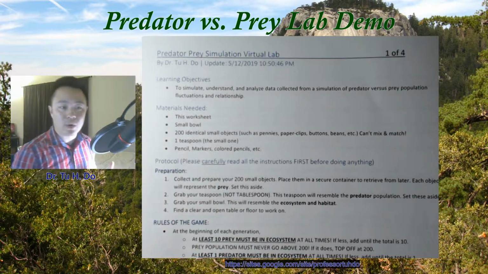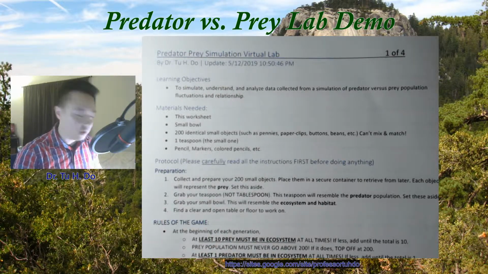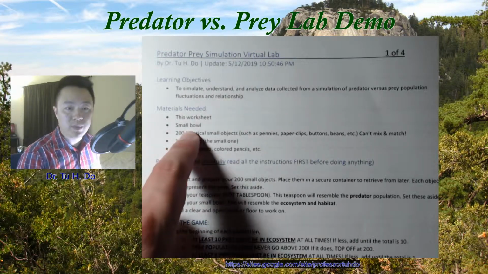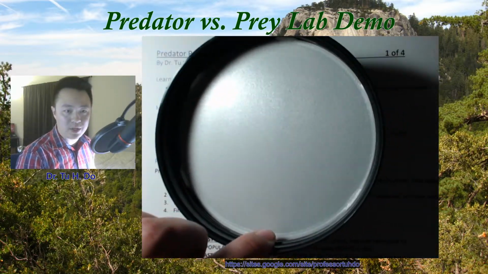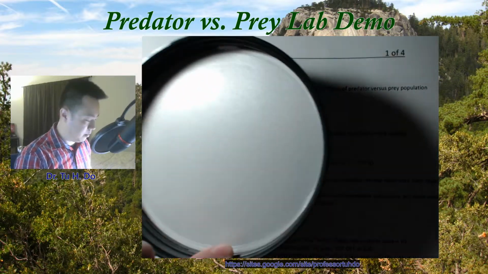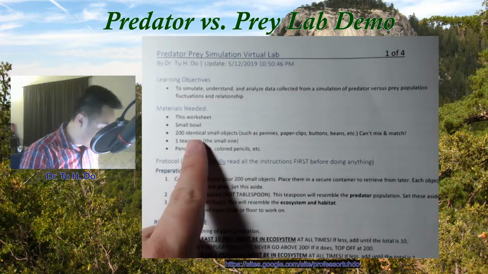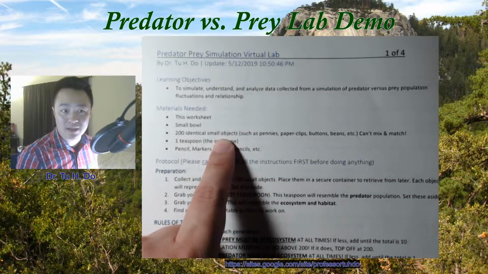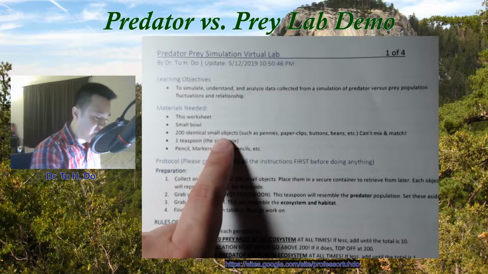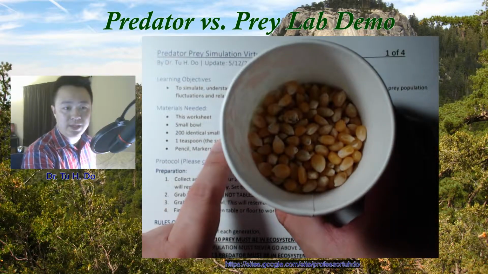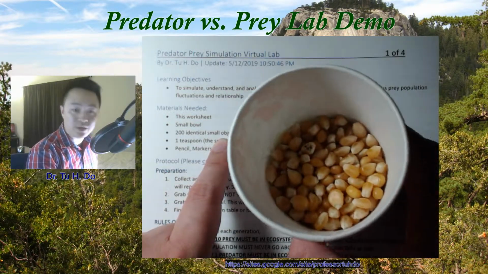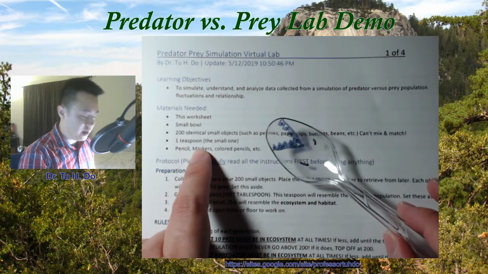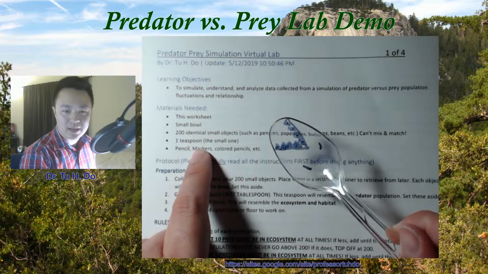First thing is you're going to need your lab protocol worksheet, lab manual, or the instructions, obviously. A small bowl that resembles the ecosystem. So I'm going to be using just this cap that I got from a bottle. Another one here, you need 200 identical small objects. Again, each lab manual has a different count, and this one is 200. I've chosen these corn kernels, and each of these is going to resemble the prey. You need at least 1 teaspoon. In this lab, I have 1, and here's my teaspoon.